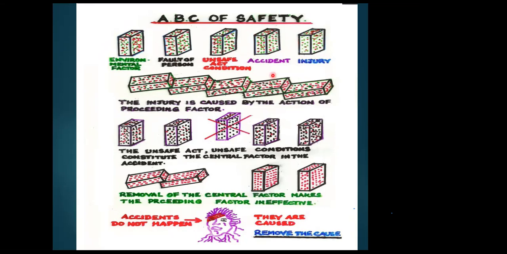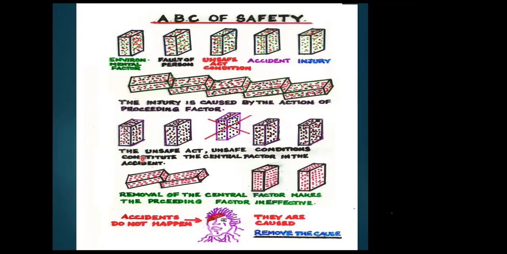If you are able to remove any one of these dominoes, for example, if I remove the unsafe condition, then what happens? All these dominoes will come and fall down here, but it will not reach the accident. If there is no accident, it will not result in injury.